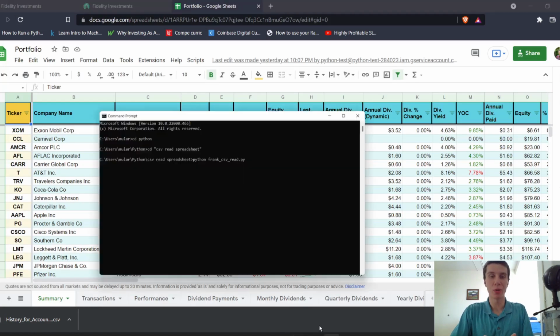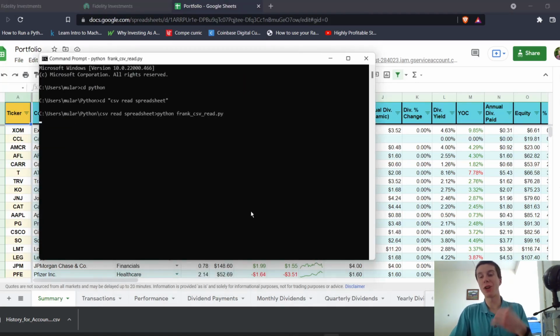And then we're going to run our Python script here, and that's just going to open up a little dialog, and then we'll select that file that we just downloaded.